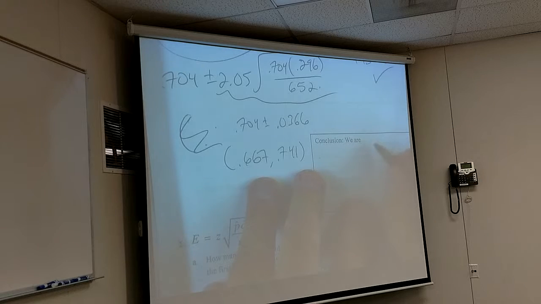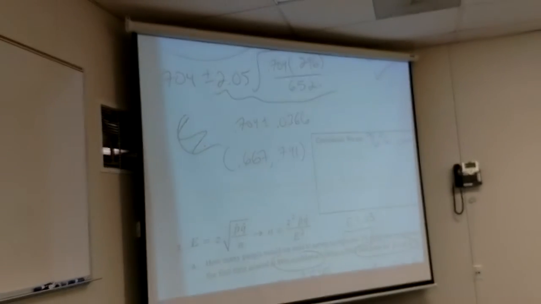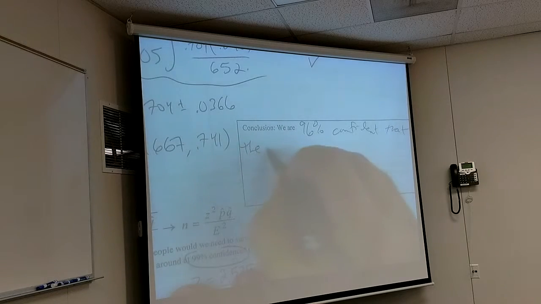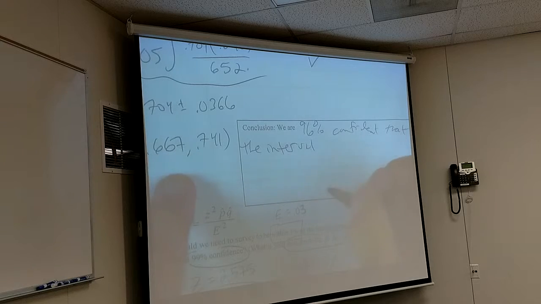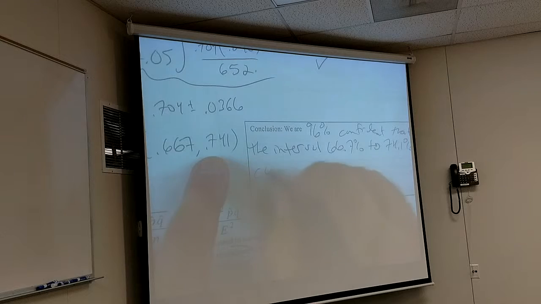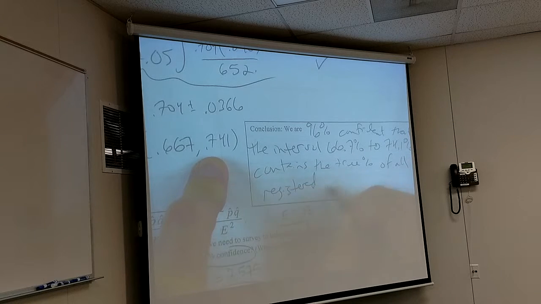So we are 96% confident that what? The interval 66.7% to 74.1% contains the proportion of all voters, registered voters who voted. Last time.